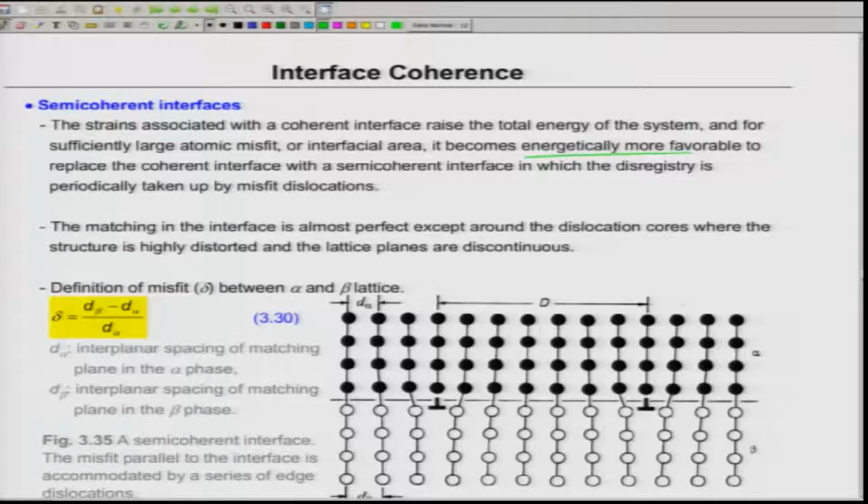So the distortion which is happening across the plane from left side to right side for all the atomic planes is now reduced only to the dislocation cores. That is the major difference which can happen. So, matching in the interface is almost perfect. You see here it is perfect here, perfect there, in many places except the dislocation cores where the structure is distorted. So, instead of making all the planes across the interface distorted, we are making only a few places distorted. That is energetically more favorable.